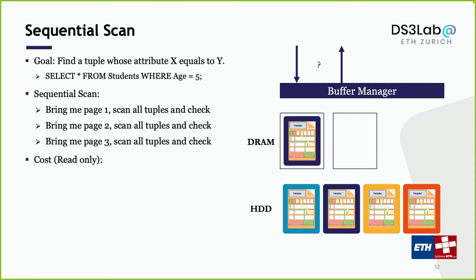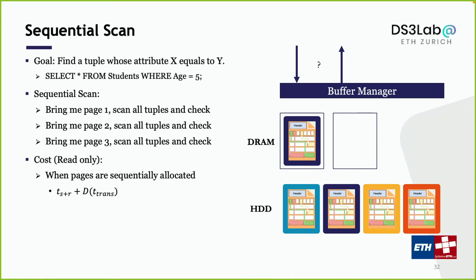Okay, perfect. So this is a very simple example of one access pattern, which is sequential scan. The way I interact with my buffer is I keep asking for pages one by one, sequentially. So what would be the cost? Assuming this is read only, and assuming the pages are sequentially allocated on my hard drive, what would be the I/O cost for this?